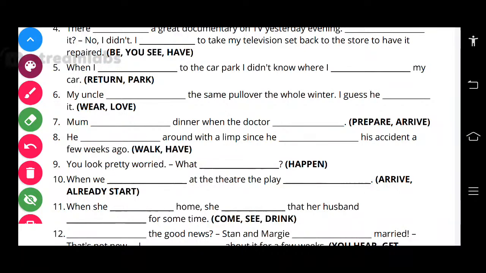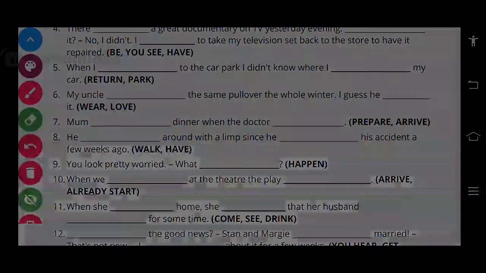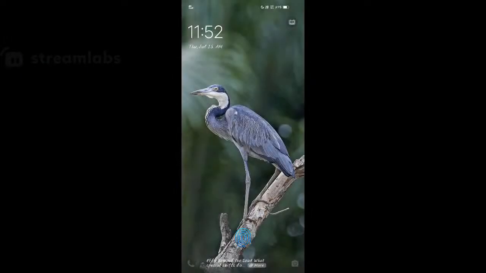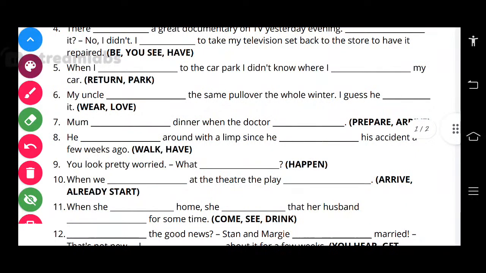You look pretty worried. So at that moment it is happening. So what happened or what did happen? Both we can use.